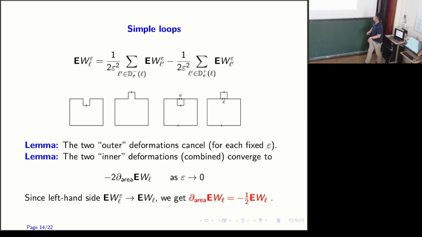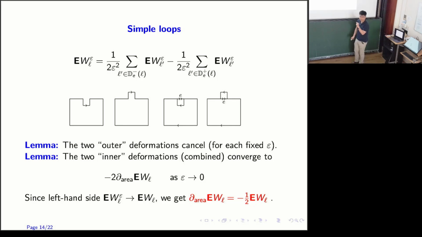So maybe I can illustrate our main techniques using a simple loop, because now we don't have splitting. Suppose L is a rectangle, then we have 4 deformations at E. It turns out, in a lemma, that 2 of these deformations cancel. We call these 2 deformations outer deformations. They don't just cancel in the limit, they actually cancel for each fixed epsilon, where epsilon is the lattice spacing.